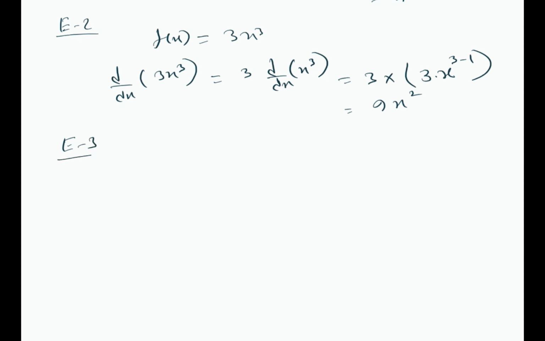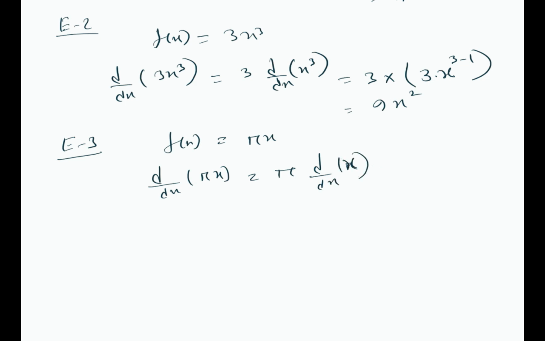Example 3: f of x is equal to pi x. So the derivative of this function, d/dx of pi x, is equal to: see, this pi is a constant, so it is a constant multiple, so we can write it first, then d/dx of x. And the derivative of x, you know this already, is 1, so pi times 1 is pi.